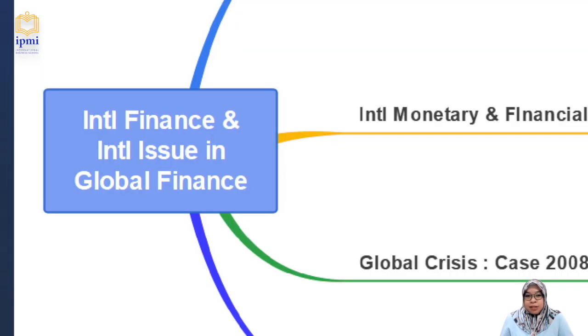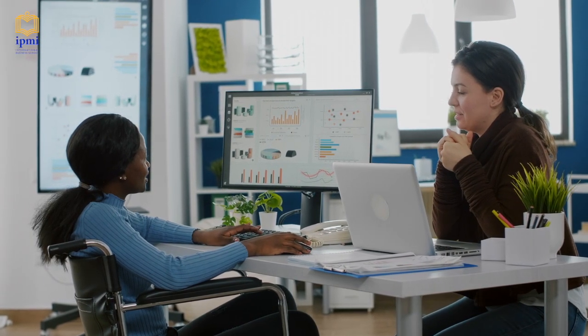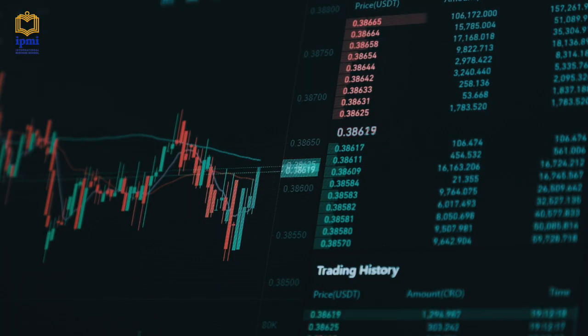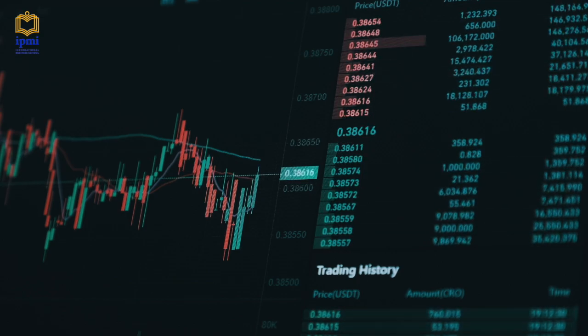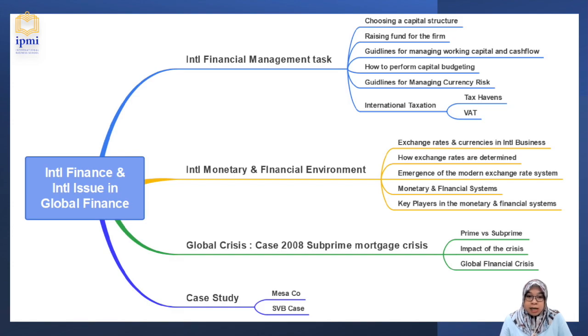Okay, the next we'll learn about international finance, which deals with the financial transactions between countries. It's vital to the global economy. We'll talk about various aspects of international finance, such as the tasks involved, the worldwide monetary and financial environment, the global crisis, and the case studies. Choosing a capital structure, raising funds for the firm, managing working capital and cash flow, conducting capital budgeting, managing currency risk, and foreign or international taxation are all part of international financial management.